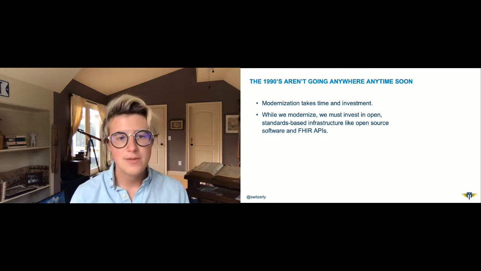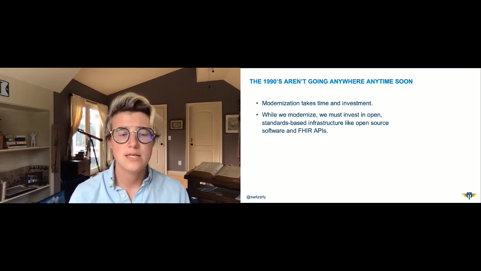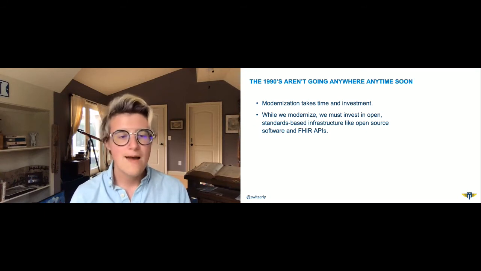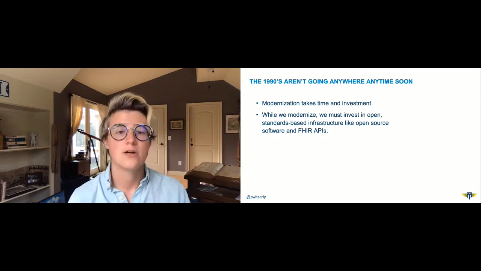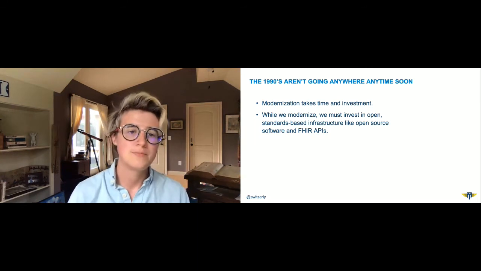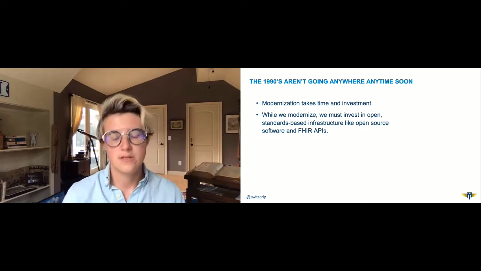But at the same time, we have to be investing in open standards-based infrastructure, like open source software and FHIR APIs, and just the concept of open standards in general. We have FHIR now. Maybe in 20 years, we won't have FHIR. But we have to be focused on providing value and having open standards that we're all part of collaborating and adding to, to make sure that we can adapt when we want to change the standard, and that we can make standards that are good for us, which goes into another point I have later. But this is going to take time, and we're going to have to just make good progress as we start to shift the industry forward.